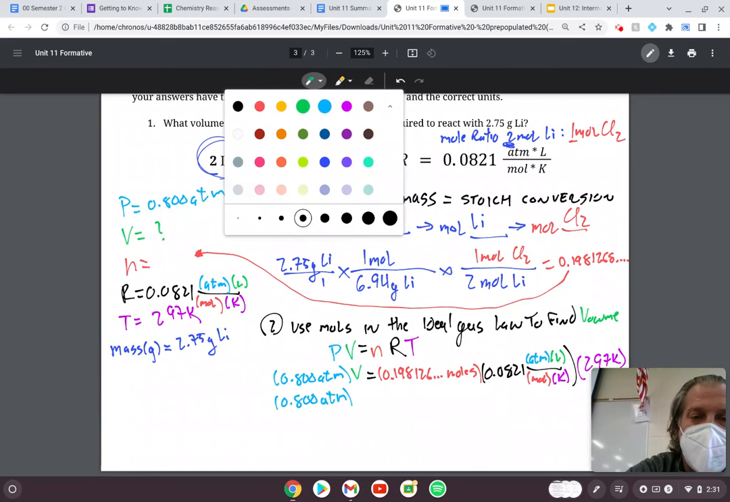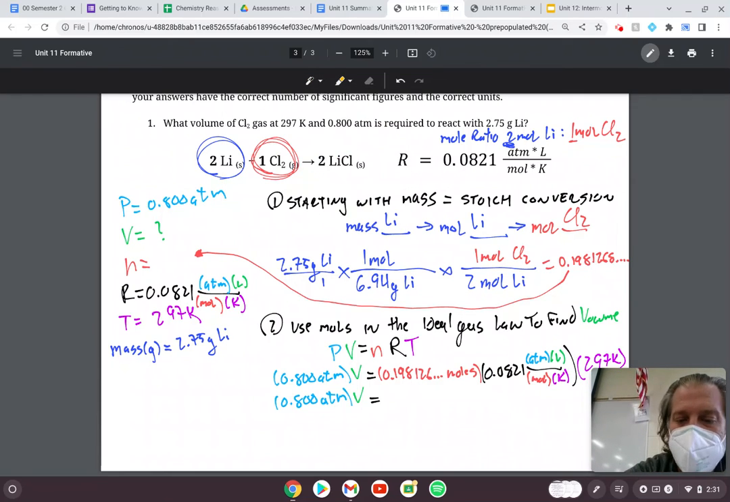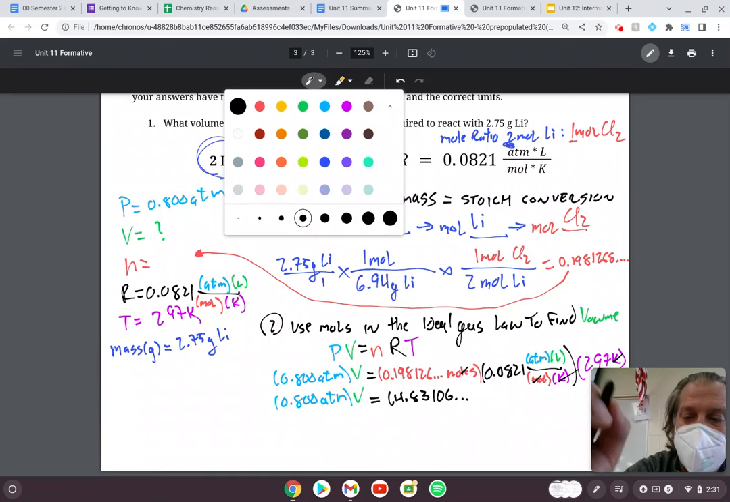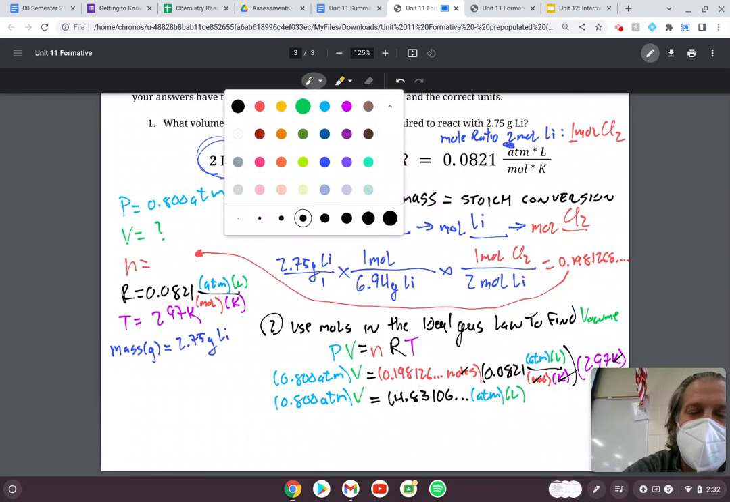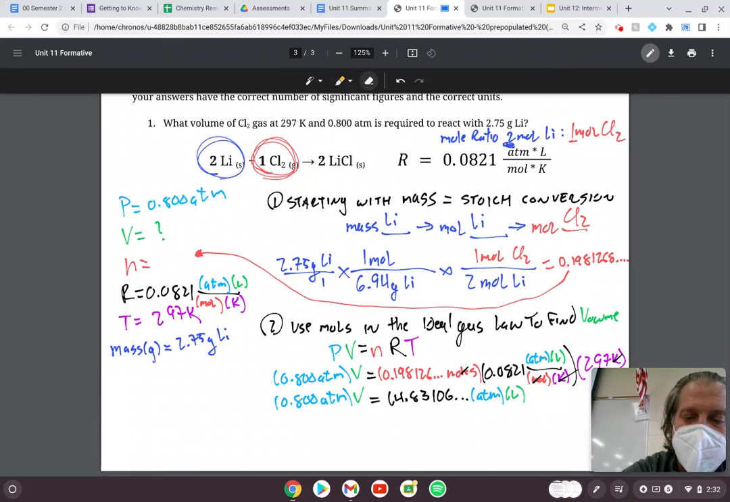atm times volume, which is what I'm solving for, which will equal something like 4.83106 dot dot dot. And really, that's going to cancel out moles and Kelvin. So I'll be left with atm liters. And so now I'm going to divide both sides by the 0.8.